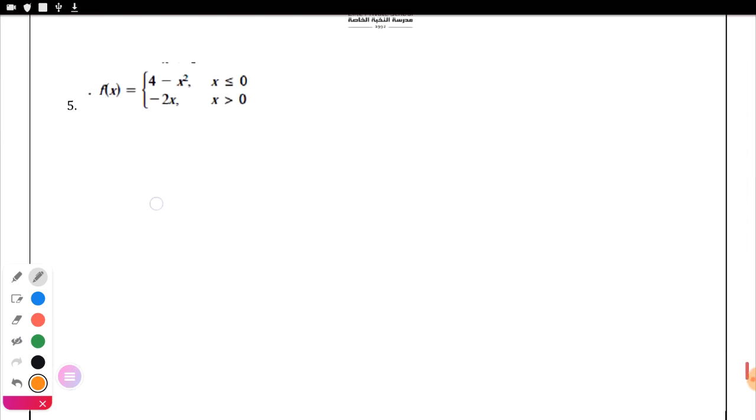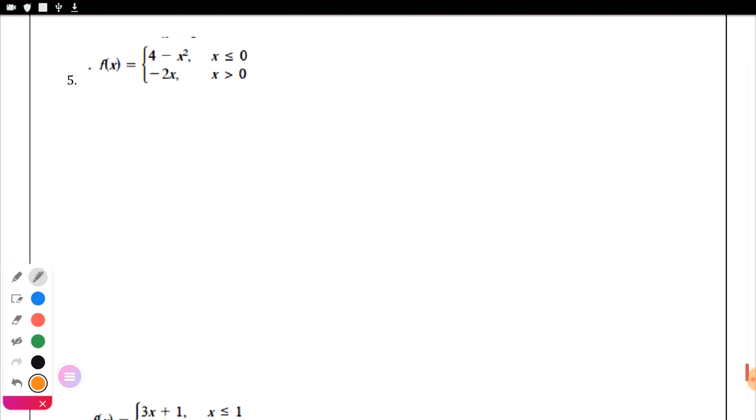Here, that is the last question, then I leave you to solve the other one. Let's solve number 5. It is a piecewise function. The domain is all real numbers, but this function is defined by different rules on subdomains. It is defined by 4 minus x to the power 2 on the subdomain from negative infinity to 0, closed. Here the function is defined by negative 2x on the other subdomain.